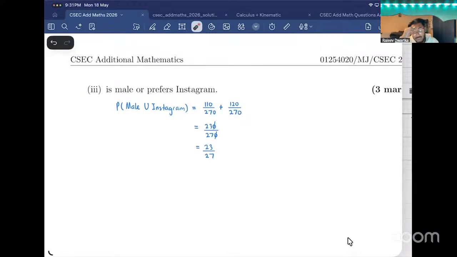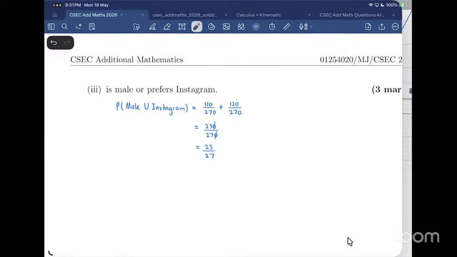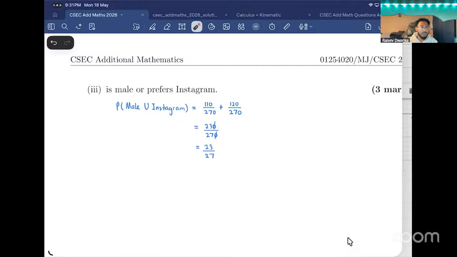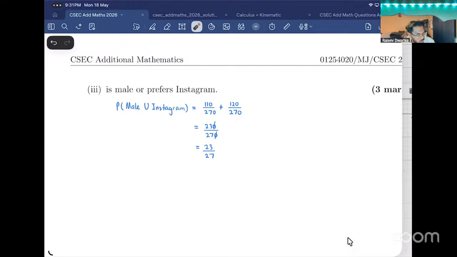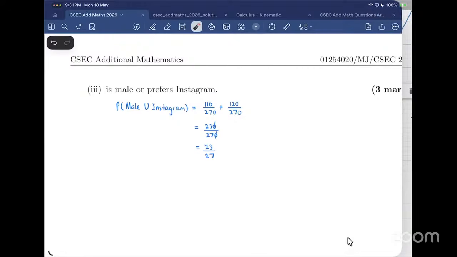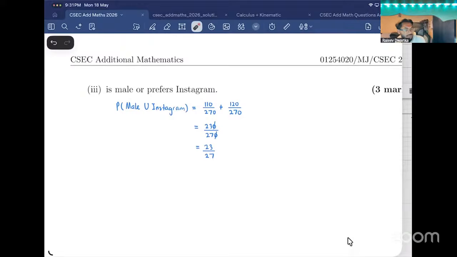Let me share something cool. What do you think the maximum probability is? Well, I remember for maths it was 1. Same thing is one. So if male or prefers Instagram is 230 out of the 270, what do you suppose female and TikTok is?